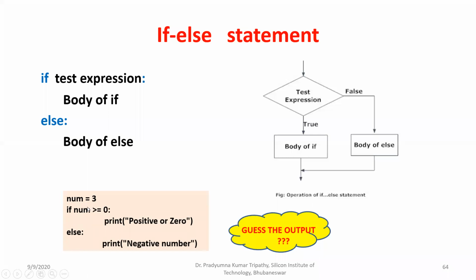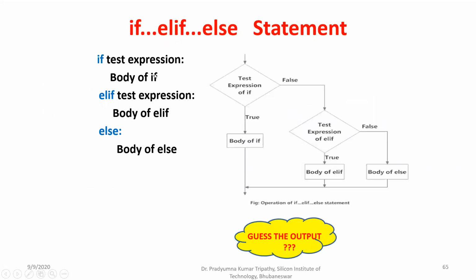This is the example. Norm equals 3. If norm is greater than 0, then it is positive, or because it is given greater than or equal to 0, therefore it is written positive or 0. Otherwise the number is negative. Correct? This is the if else statement.